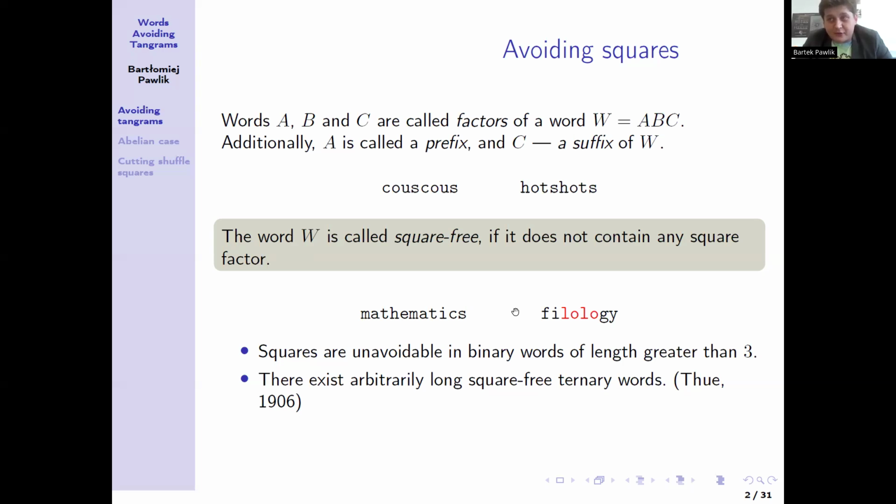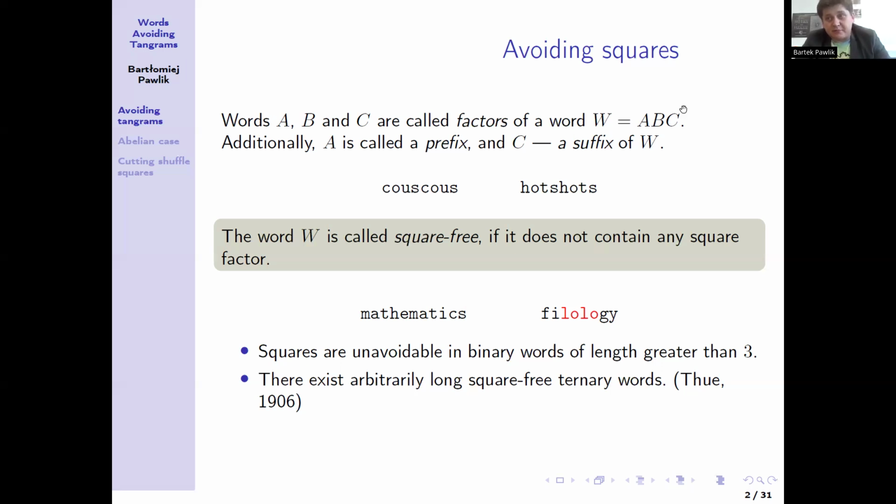And the origins of combinatorics on words date back to 1906, when Axel Thue proved that it is possible to construct an arbitrarily long word over a ternary alphabet that avoids squares. And we speak of square avoidance in the sense that no factor forms a square. A factor here is a contiguous subword of a given word.